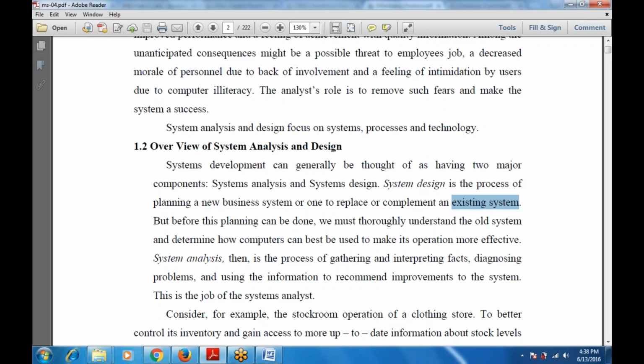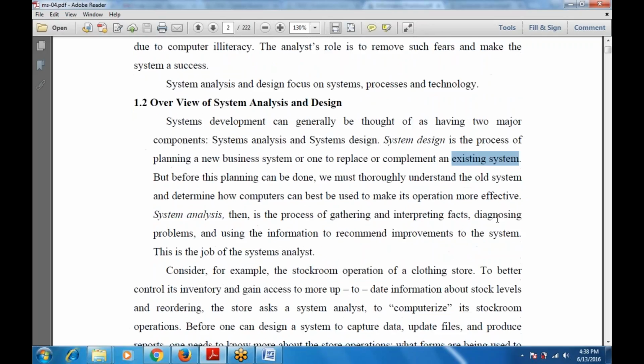And designing means pictorial representation, that means implementing or designing or planning a new business, that is how to design the system. What are the various flow charts, DFDs, decision trees that are used to represent the system. And this is the task of the system analysis.